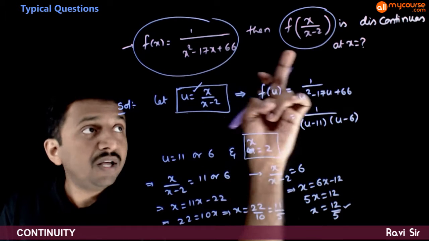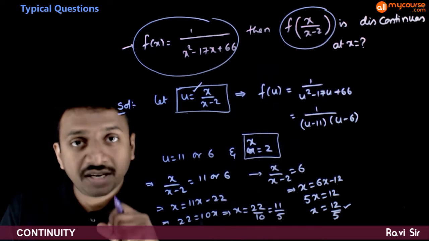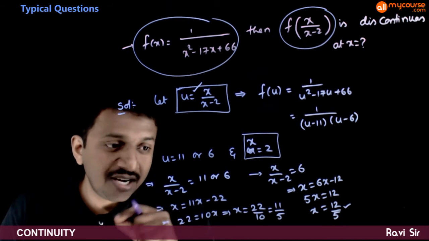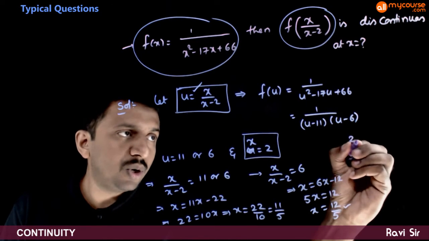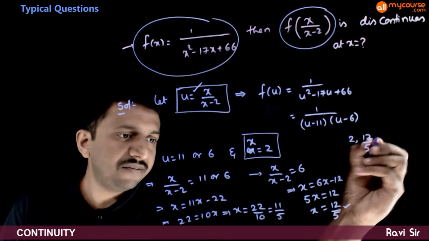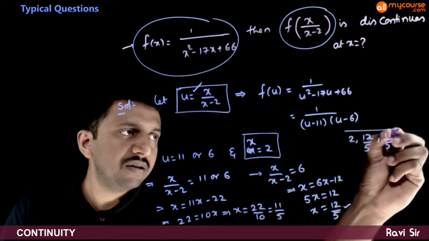So f of x by x minus 2 is discontinuous at 3 points: 2, 12 by 5 and 11 by 5.